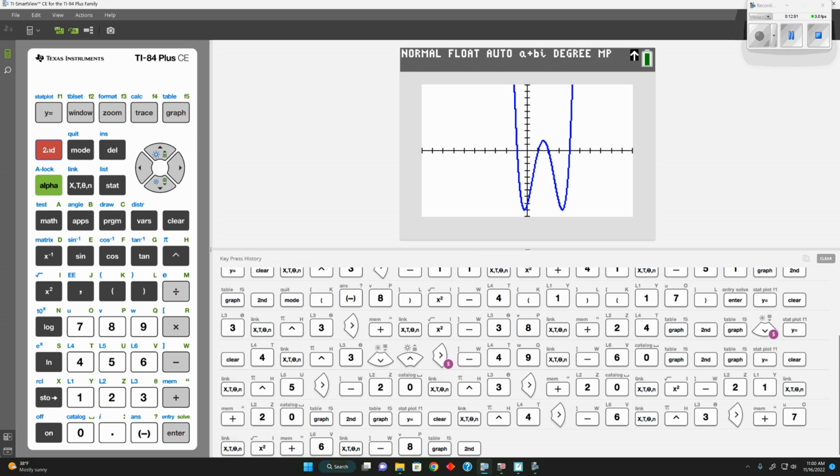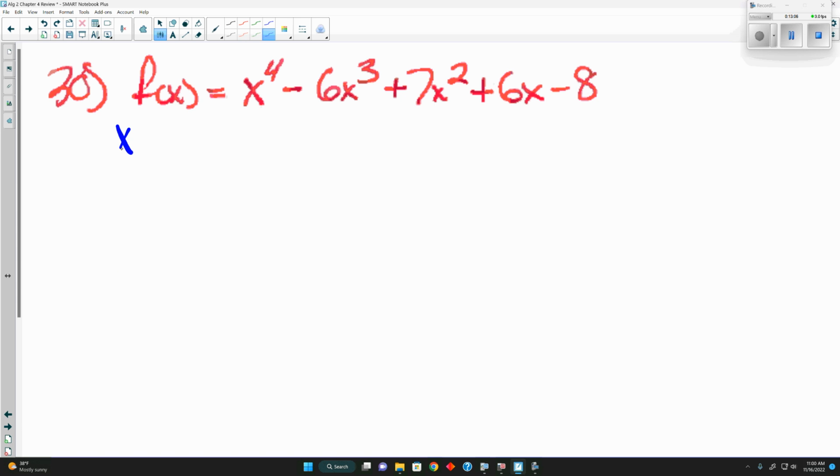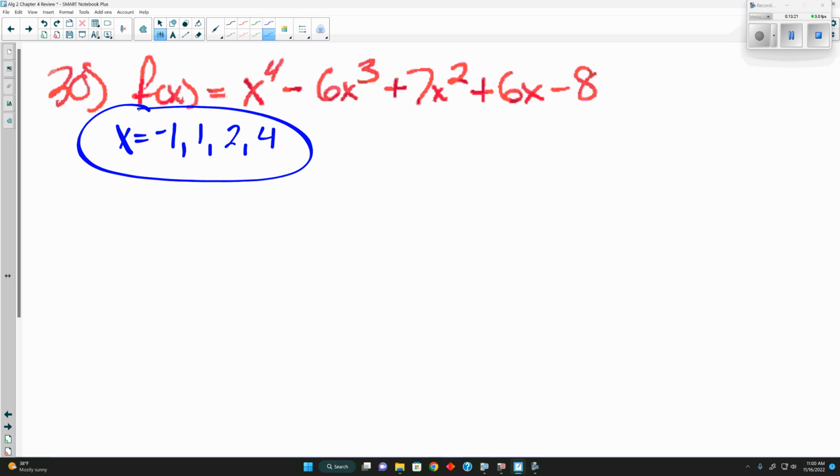Now we can look at the table. So it tells us what values of x make the function 0? Negative 1, 1, 2, and 4. So it tells us x is equal to negative 1, 1, 2, and 4. How many solutions did it give us? How many are we looking for? Do we have them all? That's it. We have them all. Questions on this one here?